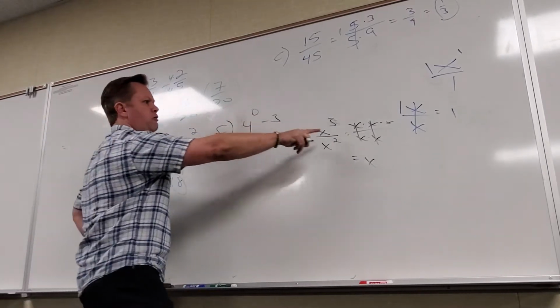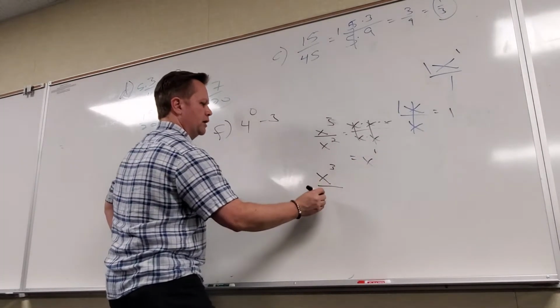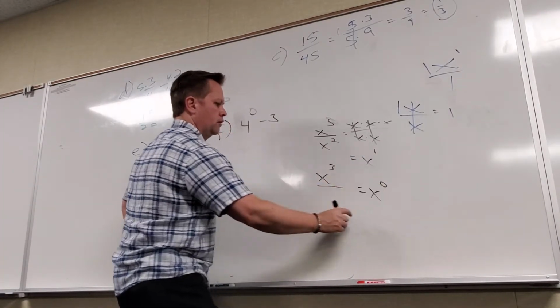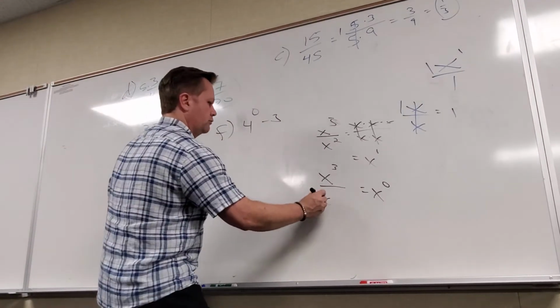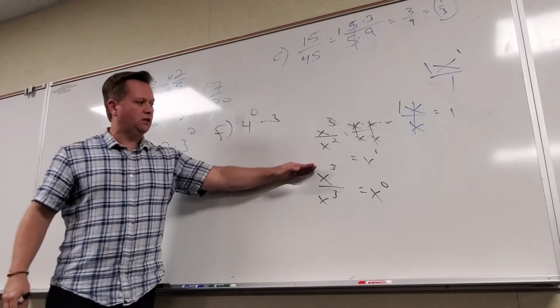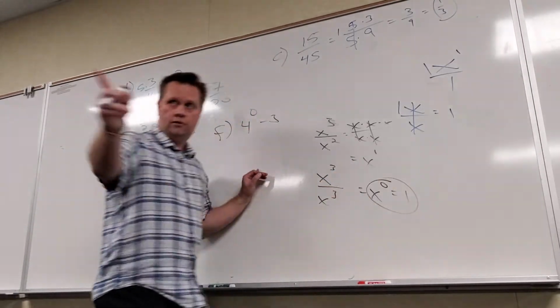How do I make the power become, right now it's a 1. What would I have to put down here on the bottom so it becomes a 0 at the end? 3. Also a 3, right? Because what's 3 minus 3? 0. But what is something divided by itself? 1. So anything to the 0 power is 1.